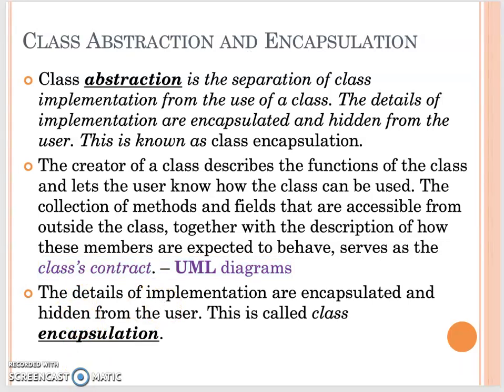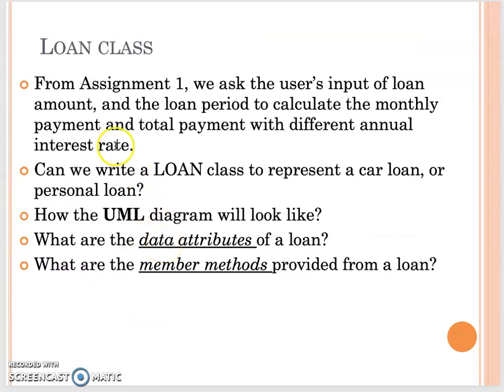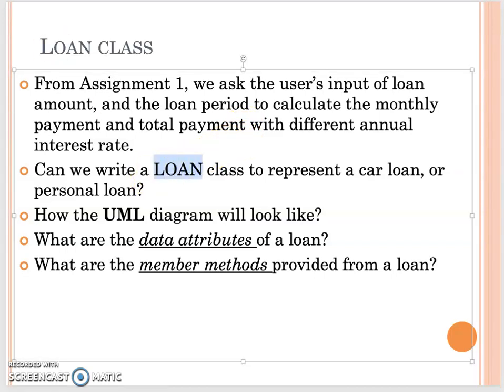So this week we will see more examples. The first example is one we reviewed from our assignment one. At that time, we didn't really talk about the object-oriented concept. We only asked you to write a program. You ask the user from the console for the loan amount and the length of the loan period. Then you can calculate the monthly payment and the total payment. So here, can we think about creating a loan class? According to what we have in assignment one, this loan can be used not only for a car loan, but also for a student loan, or even for a mortgage.